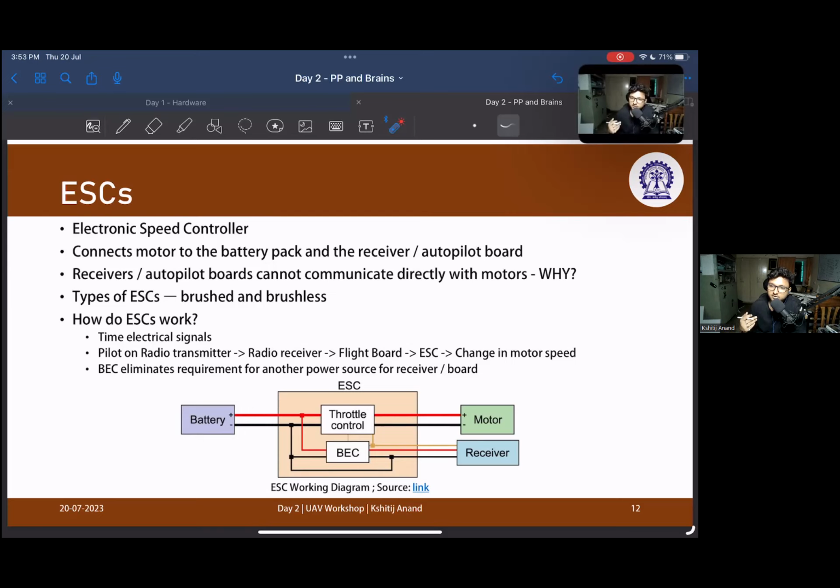You can have a separate throttle control, you can have a separate BEC. BEC is battery elimination circuit. I'll also talk about that.